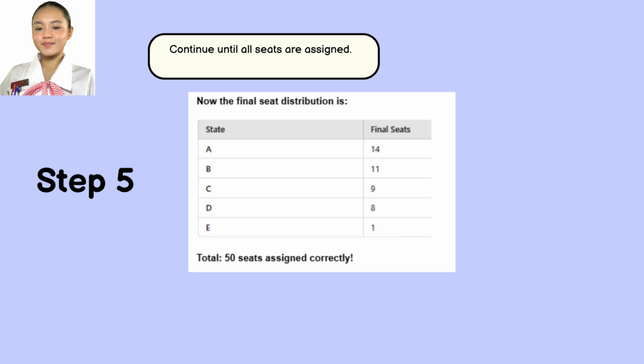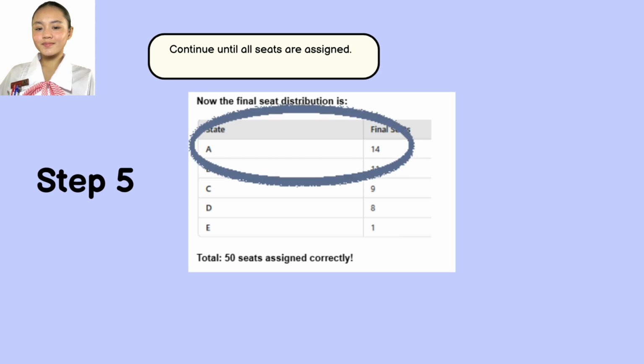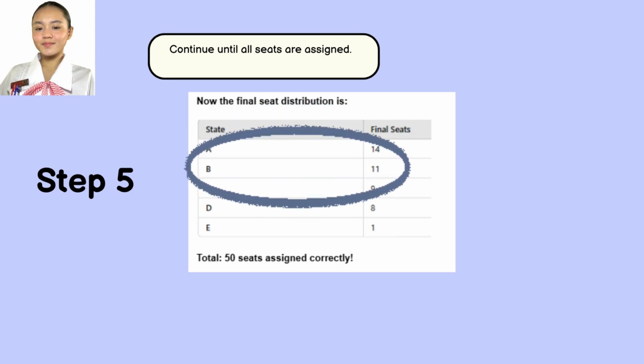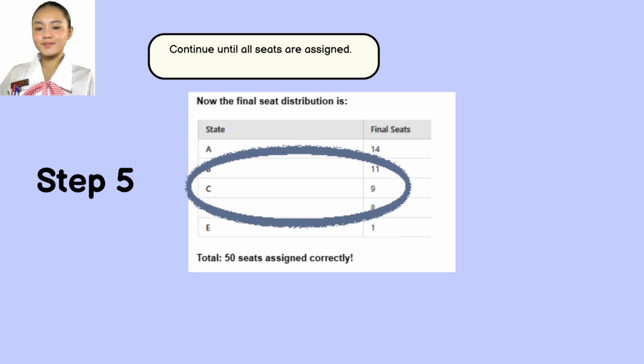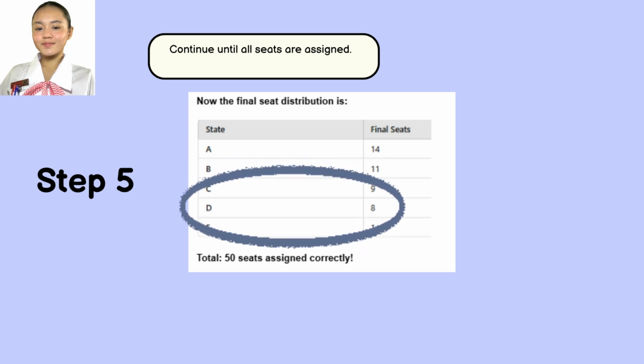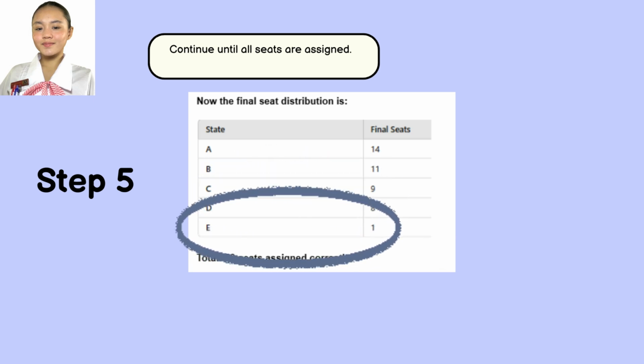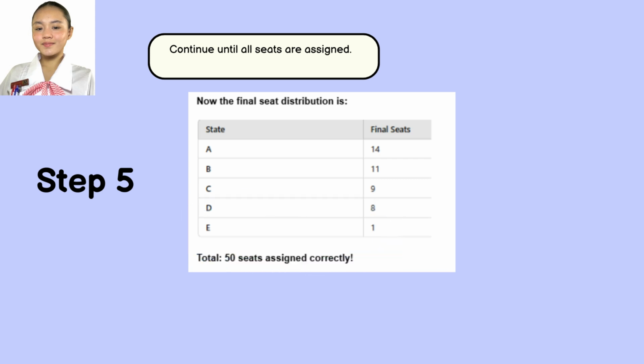Now the final seat distribution is State A, final seat is 14. State B, final seat is 11. State C, final seat is 9. State D, final seat is 8. And State E, final seat is 1. So total is 50 seats assigned correctly.